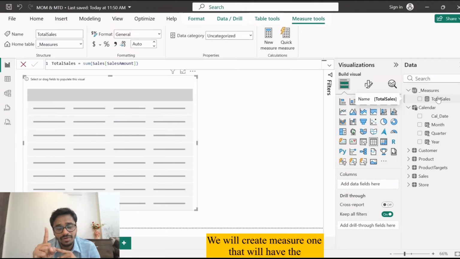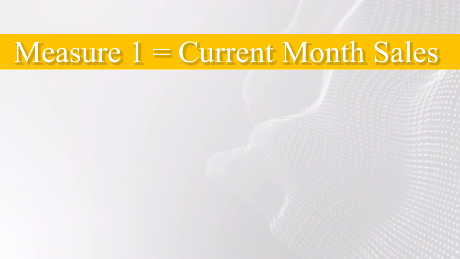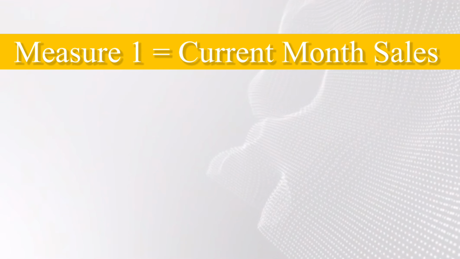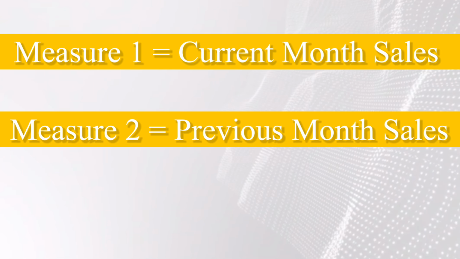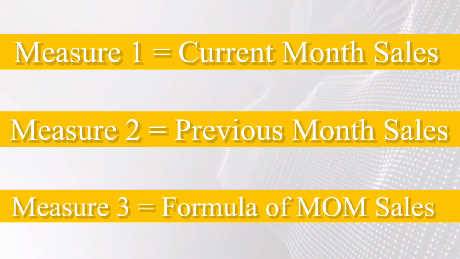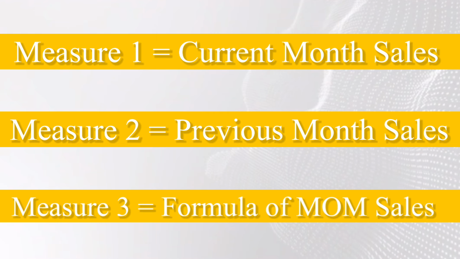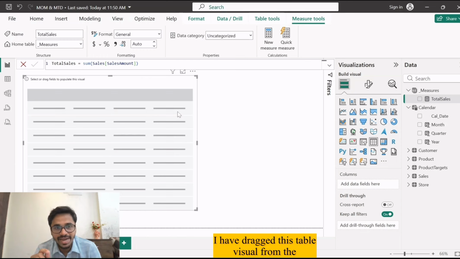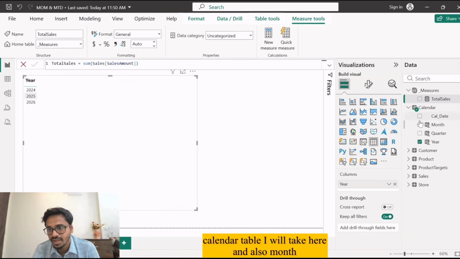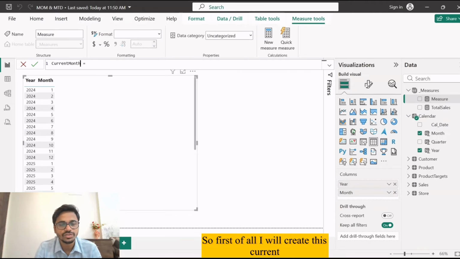We will create measure one that will have the sum of sales for the current month. We will create a second measure that will have the sum of sales for the previous month, and we will create a third measure that will show us month over month sales growth. This way it will be completely clear to you how we exactly find the month over month growth. So let's get started. I have dragged this table visual. From the calendar table, I will take year and also month. So first of all, I will create this current month measure.